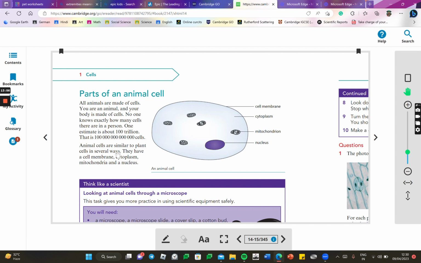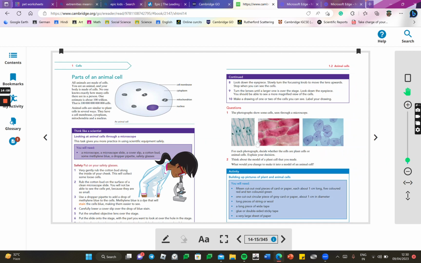100 trillion. Oh gosh, that's too much. Animal cells are similar to plant cells in several ways. They have a cell membrane, cytoplasm, mitochondria, and nucleus. Can you just imagine that there are millions and trillions of these, basically 100 trillion to be precise. Nobody has ever managed to count each and every cell that we have. It cannot be such a uniform amount. It might be constant or it might be different.